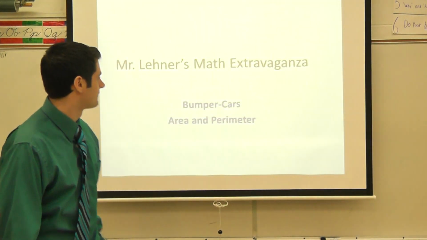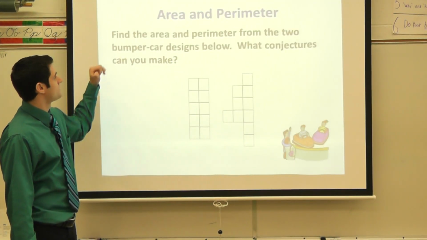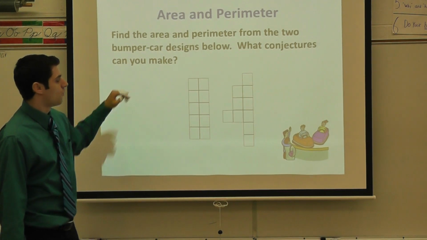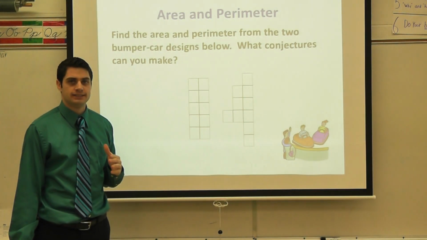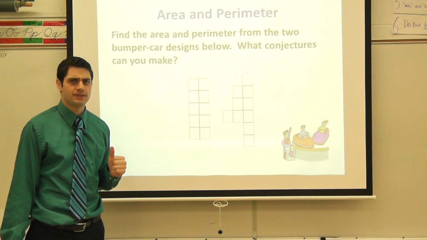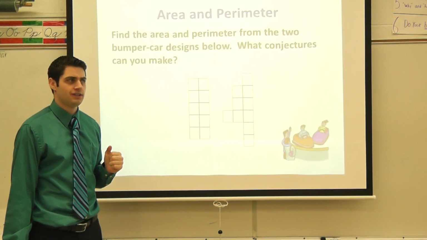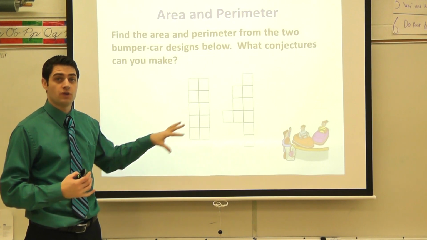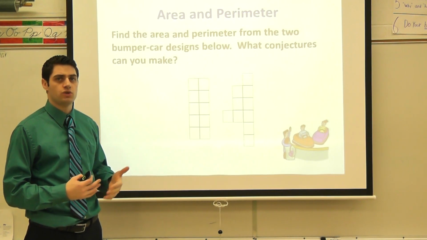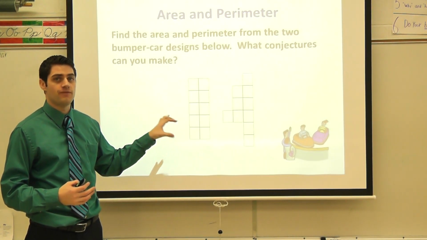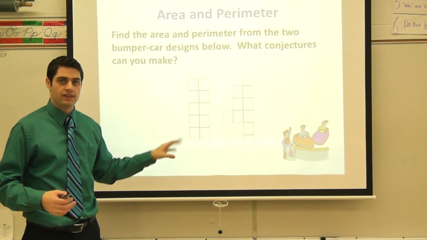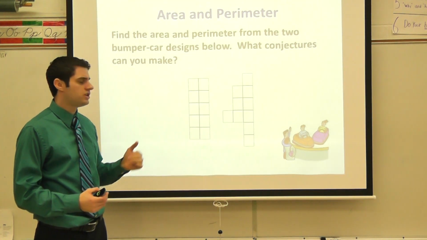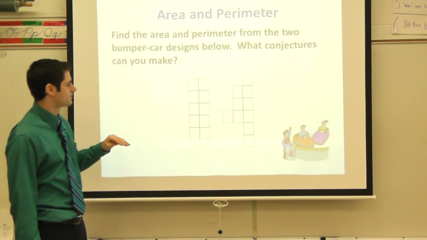Let's take a look. In our first example, it says, find the area and perimeter from the two bumper car designs below. What conjectures can you make? Ooh, conjectures, I forgot what that is. We haven't talked about that in a while. Oh yeah, conjectures are when you take a look at what you see here and you make a conclusion or an observation based off of the information. So we're going to find the area and perimeter of both designs and then see what we notice about our two designs.